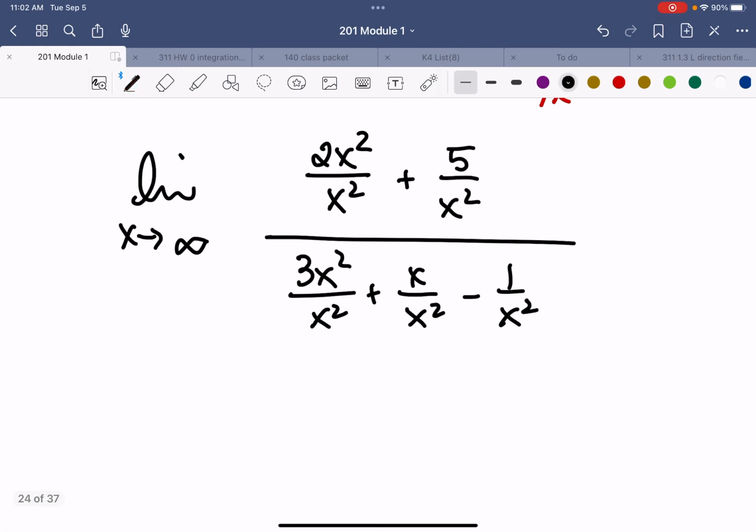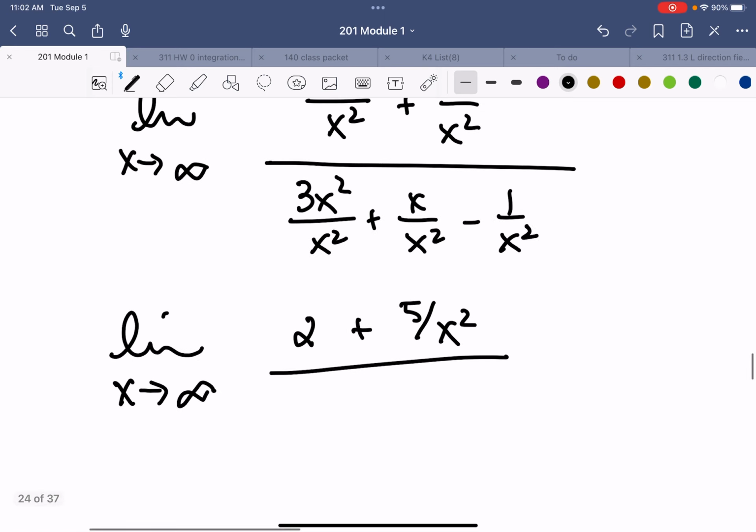Now, make sure that you simplify properly here. This is the limit as x goes to infinity. Don't lose your notation. 2x squared over x squared is just 2, plus 5 over x squared. 3x squared over x squared is 3. x over x squared is 1 over x, and 1 over x squared.